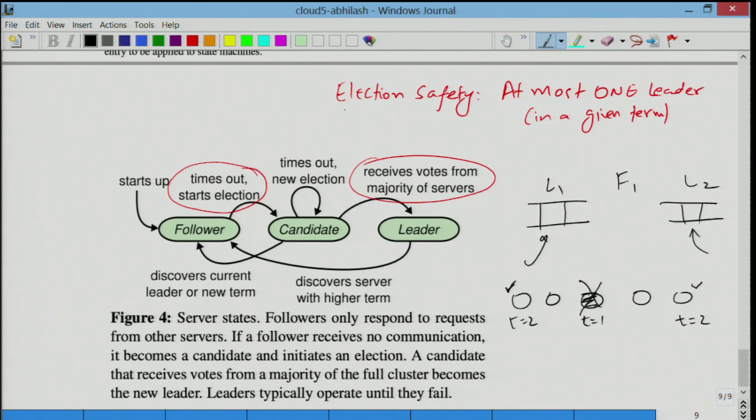So the reason we have election safety is because there can never be two majorities, right? It's not possible to form two majorities without a common node, and every node can only vote once in a term. So this ensures that we can only have a single leader in a term. Makes sense? Okay, any issues with this?